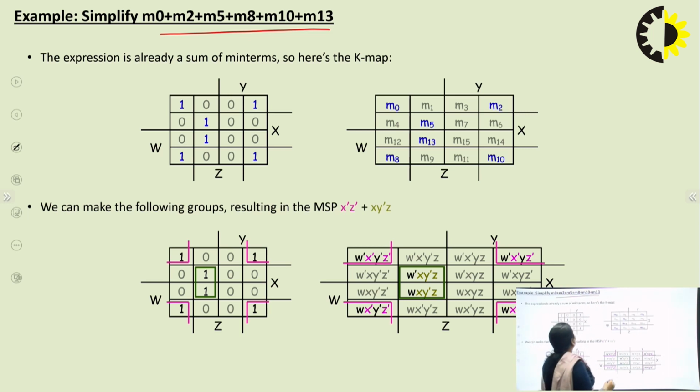See. This would be the K-map. These are the min terms. The blue highlighted ones are the min terms that we have to simplify. That means these contain 1 and the rest contain 0. So these are the 1s and the rest are zeros here. So we have to make the groups. How can we make the group?